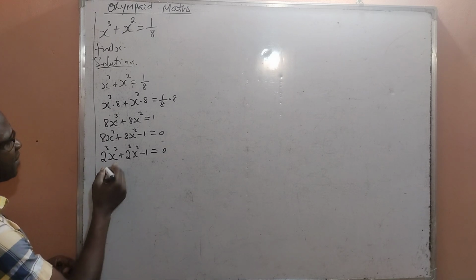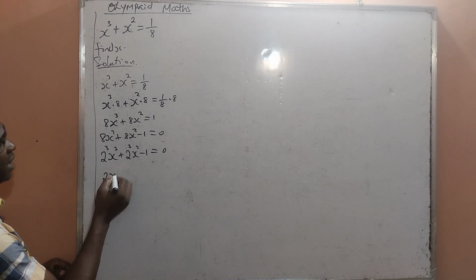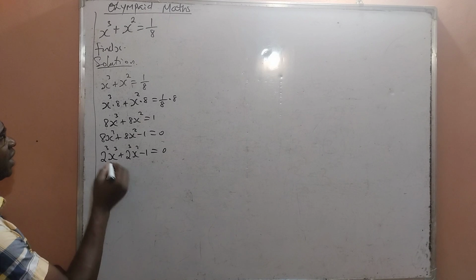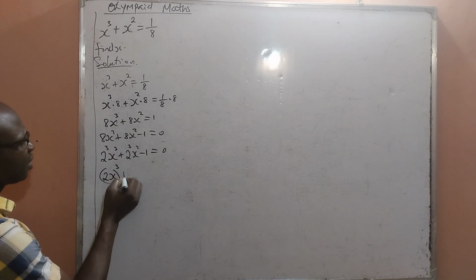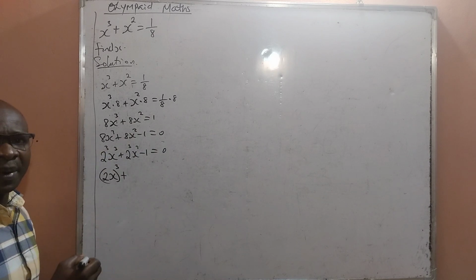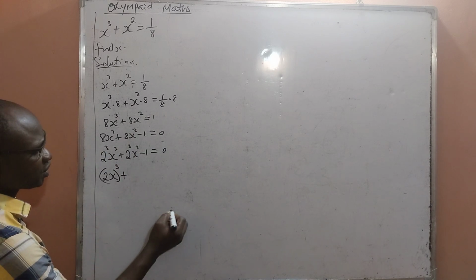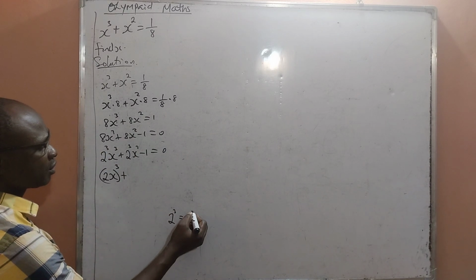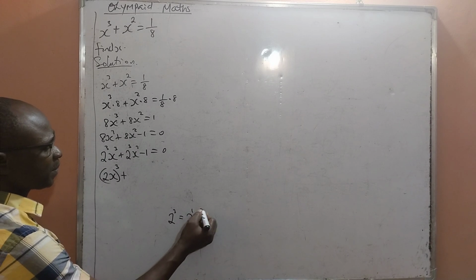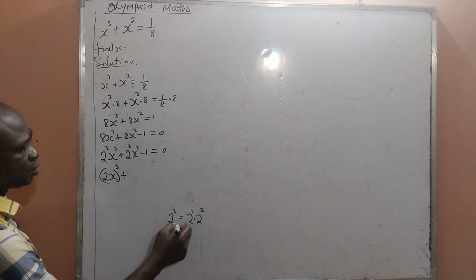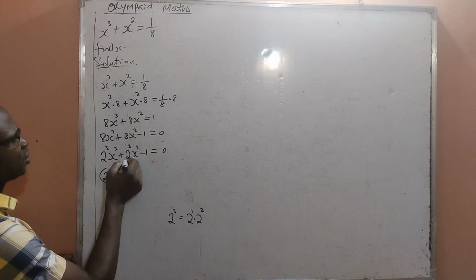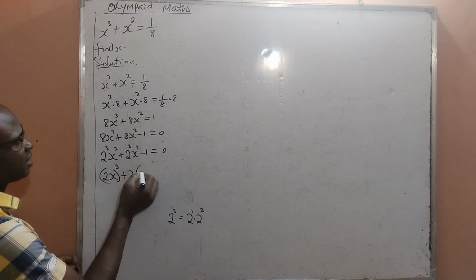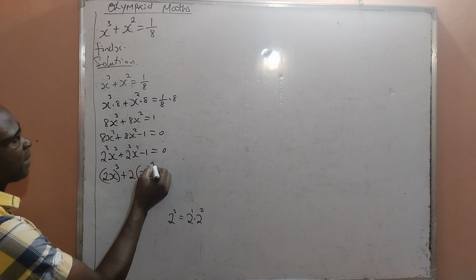Alright, from here I can write it as 2x all to the power of 3, since both of them are each raised to the power 3, then plus this 2 raised to the power 3, which is the same thing as 2 raised to the power 1 multiplied by 2 raised to the power 2. So I can now bring that 2 raised to the power 1 to have it as 2, and then into the bracket it can now be written as 2x all to the power of 2.